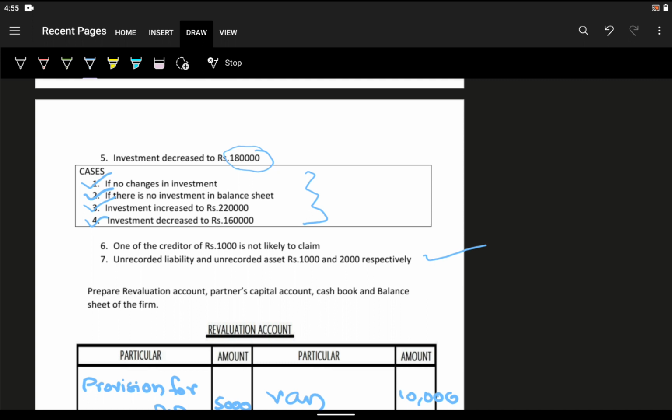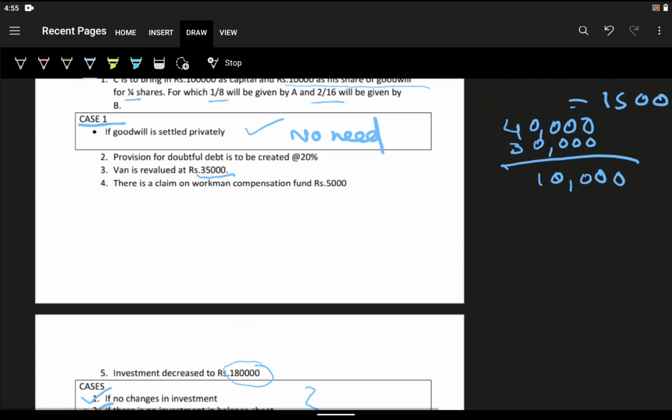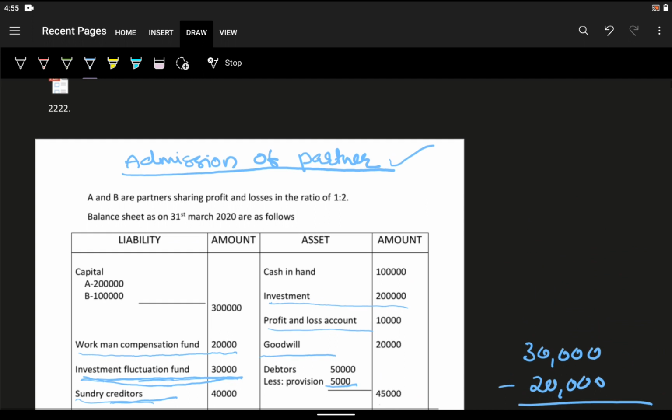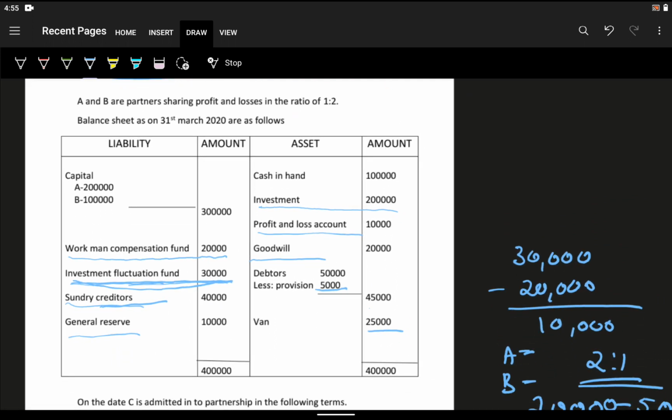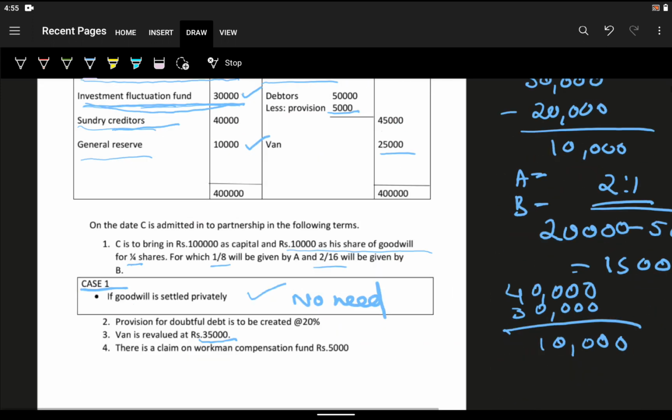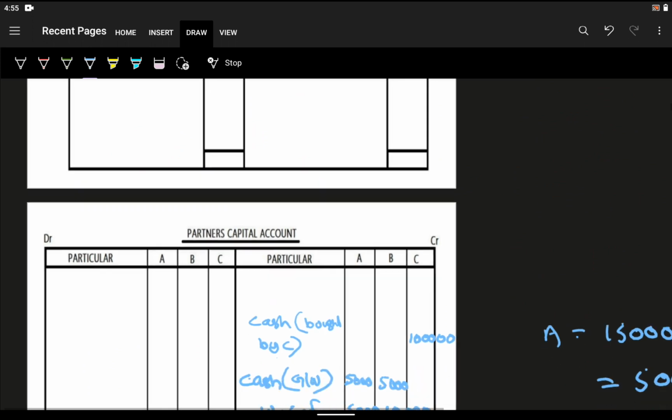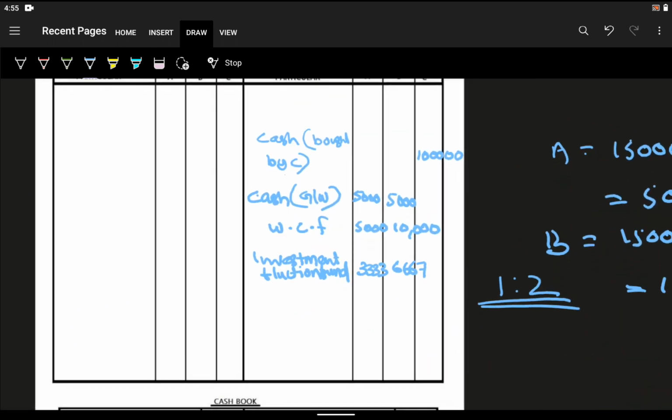Okay, so we did for unrecorded assets and liabilities. Now the adjustment is over. Now we can just look at the balance sheet, to see if any undistributed profit or losses are there or not. We already distributed investment fluctuation fund 10,000 after deducting 20,000. Workman compensation fund also we distributed. Any other things are there? Okay, general reserve is there, 10,000. So general reserve also we want to distribute to old partners in their profit sharing ratio.